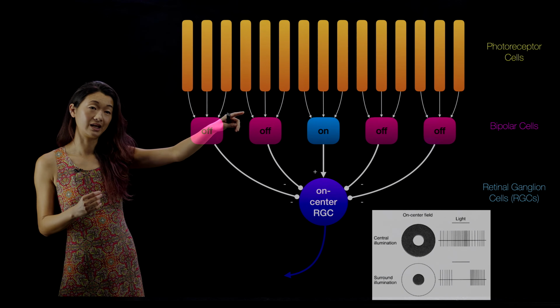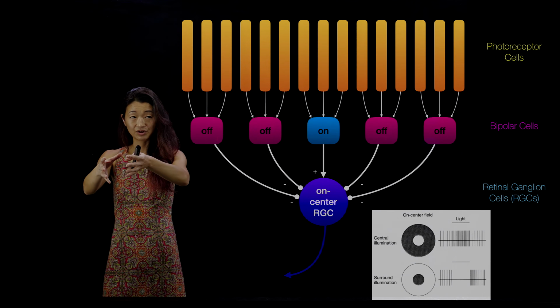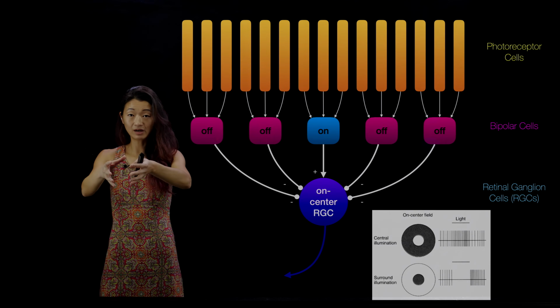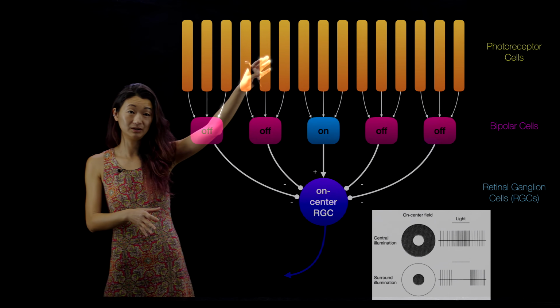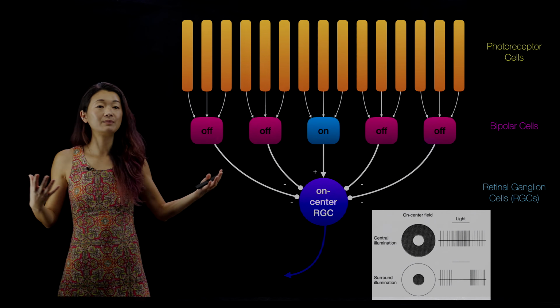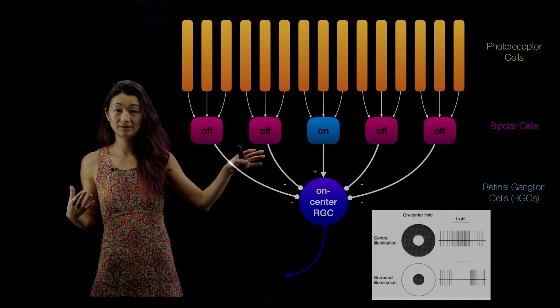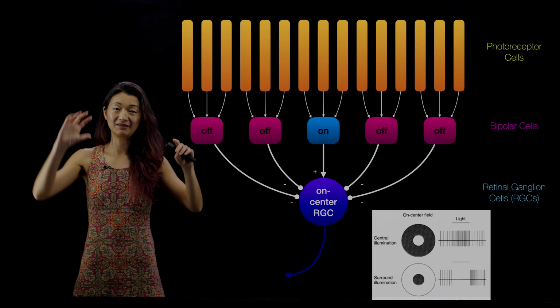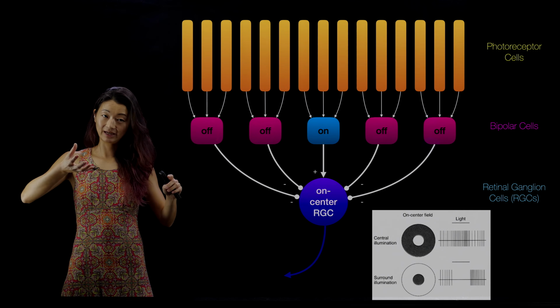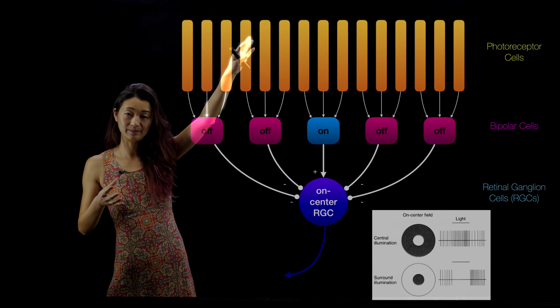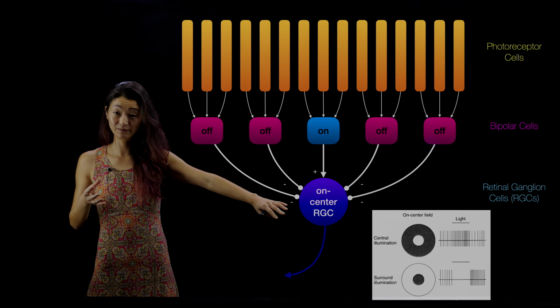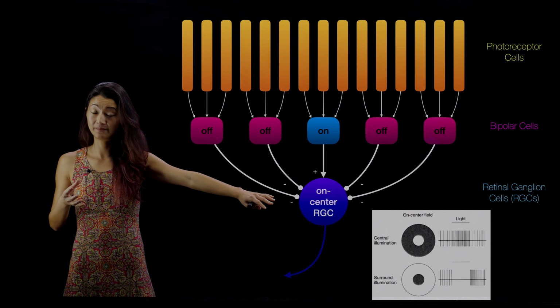The on retinal ganglion cells pool all the activation from the photoreceptor cells, and so they're more likely to be active when there's light in the middle. And they're surrounded by a bunch of off bipolar cells that are switching the sign of the light. So when there is more light out here, it's actually going to be negative. It's going to be inhibitory on the retinal ganglion cell.